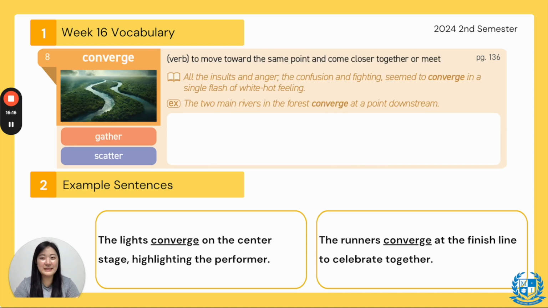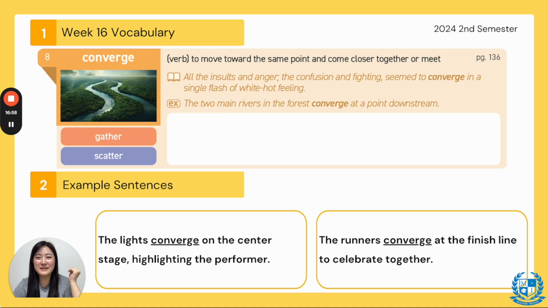Number 8, everyone say converge. Converge. The synonym is gather and the antonym is scatter. It is a verb and it means to move toward the same point and come closer together or meet. So they're coming apart, but then all of a sudden they converge. They go the same way. In our book, it says all the insults and anger, the confusion and fighting seem to converge in a single flash of white-hot feeling. Meaning, they got super, super, super angry.